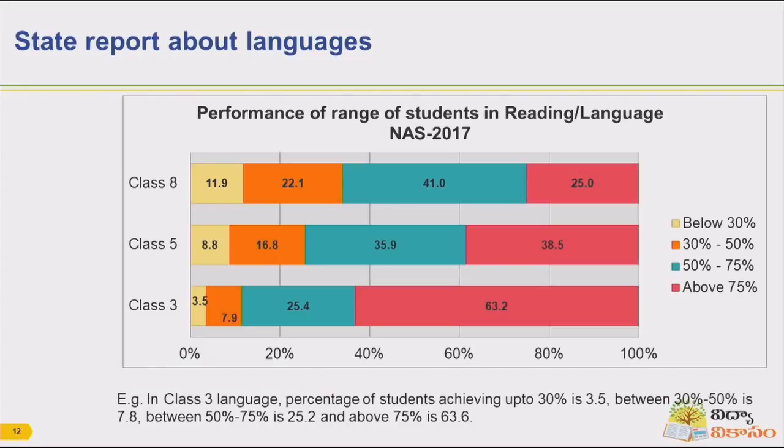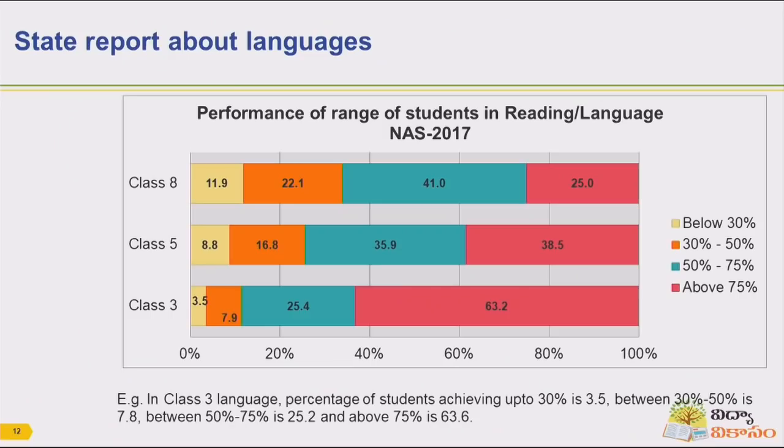Now, if you see the range of students' performance, especially in class 3, 5, 8 in this slide, there is a huge difference. Whatever we discussed in the earlier slide is also reflected here. For example, in class 3 language, see the percentage of students achieving up to 30%. Here you see 4 colors: yellow, orange, blue and pink. This shows the range of students. Below 30% is yellow, then 30 to 50, 50 to 75 and above 75.